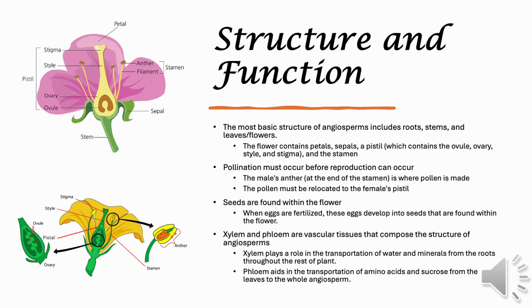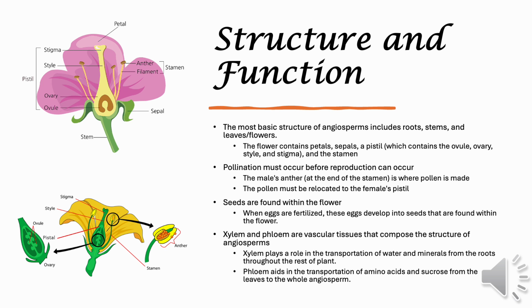So pollination must occur before reproduction can occur. The male's anther, which is located at the end of the stamen, is where pollen is made. And then the pollen must be relocated to the female's pistil. And the seeds are found within the flower. So first, the eggs have to be fertilized. And then when the eggs are fertilized, the eggs develop into seeds that are found within the flower.